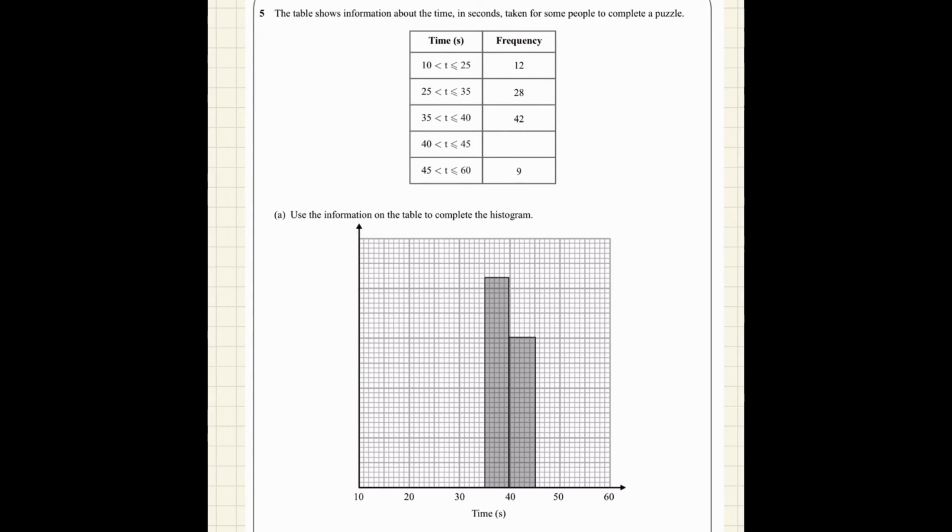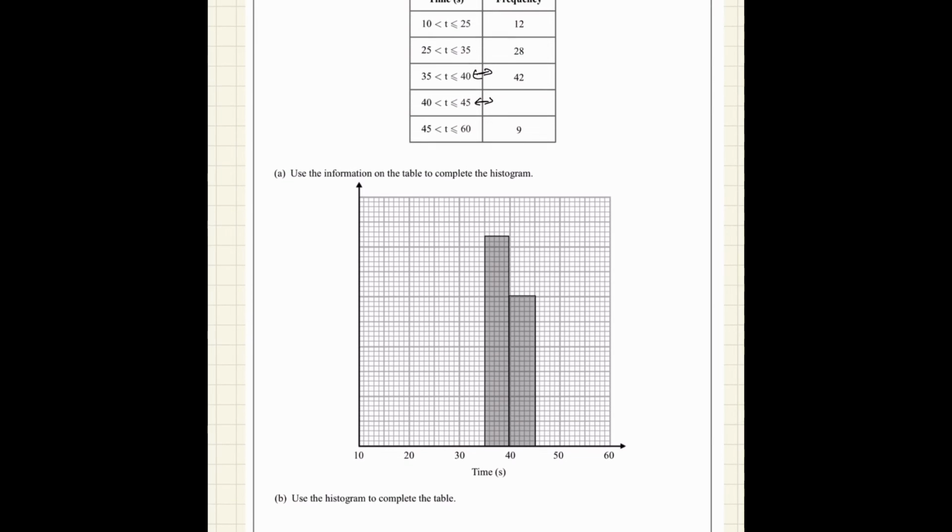So, another question for histogram. Now we need to use this histogram in order to work out the table. So, let's see what we've got. We've got 40 to 45, this section here, and we know nothing really for this. But we've got information for 35 to 40. So we can work out what this height would be.